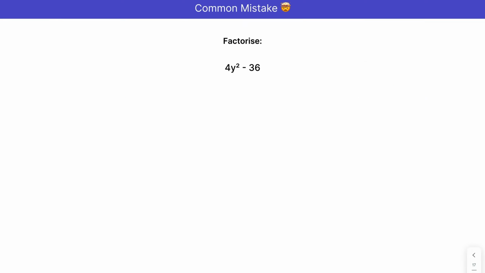So before we do that, actually, here's a common mistake I often see people make. So what they do is they look at this and they go, well, actually, yep, I'm going to put in my double brackets. All cool. I'm going to square root that, which is 2y. I'm going to square root that, which is 6. So this is going to be 2y plus 6.